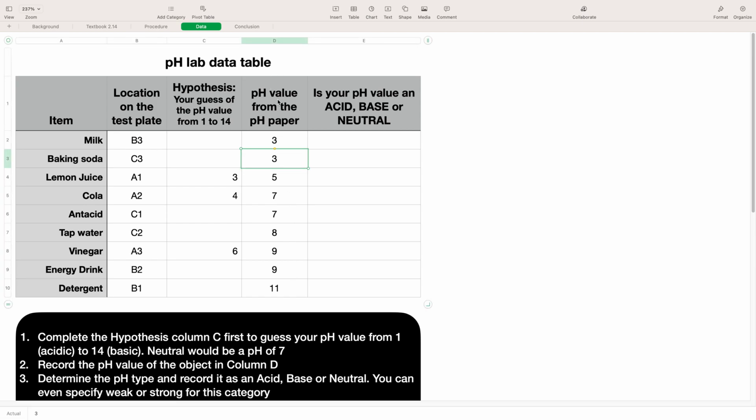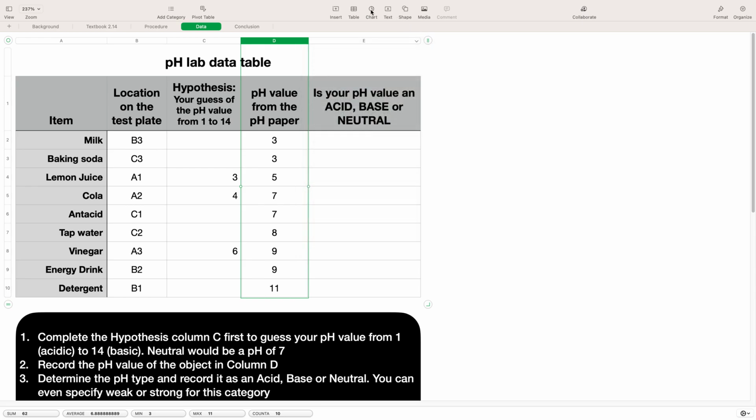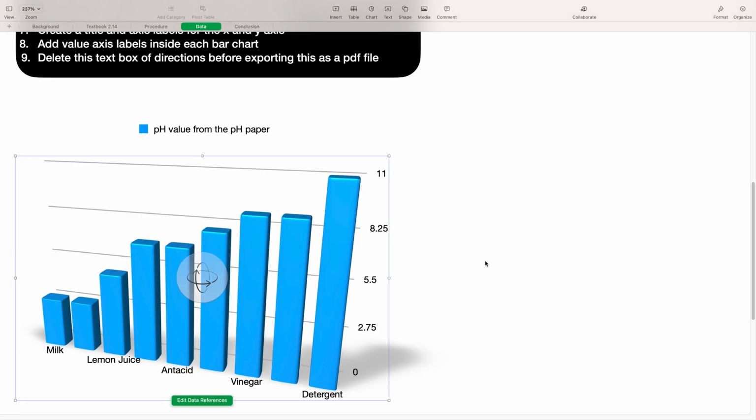So you tap into the table, you click the letter D, you do column actions, and then you select the chart. So now you created a chart. And look, it's in ascending order. It looks better than this.